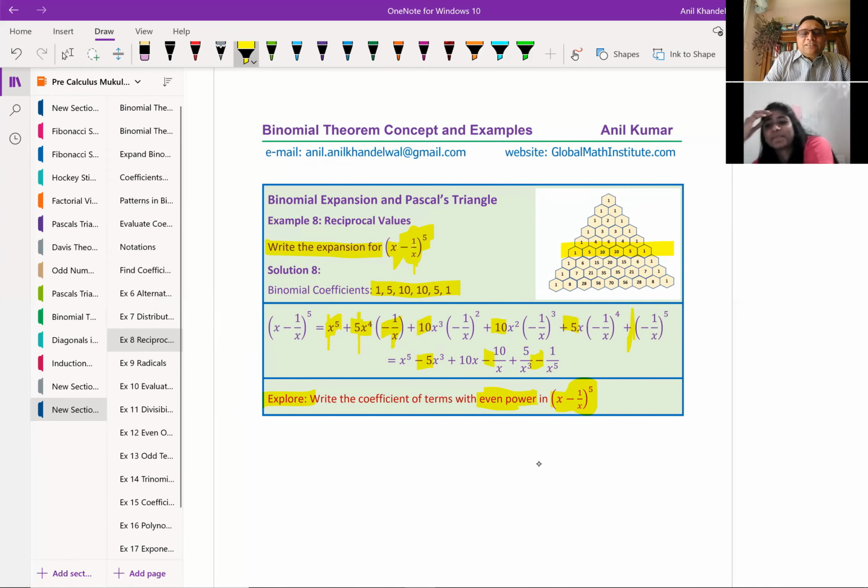Oh, yes. Okay. So look into the situation. If we have an odd exponent, like in this particular case, and we have x multiplied by 1 over x, it's reciprocal. Those reciprocal terms with the even power will cancel away.